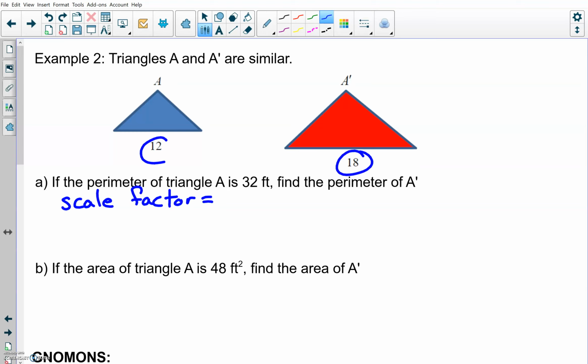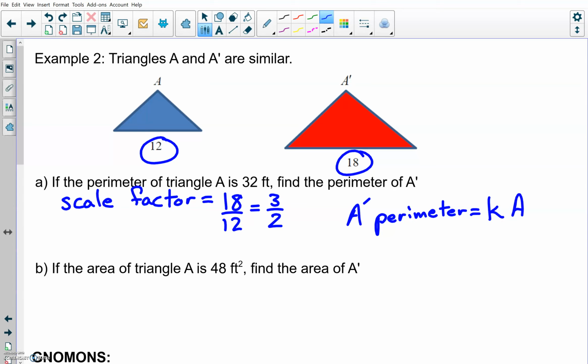They give me corresponding sides here. So I'm going to have 18 over 12, which reduces down to, nicely enough, or coincidentally enough, 3/2. So A prime perimeter, kind of wish they would have used a different letter here, but we'll live. So A prime perimeter will be equal to the K times the A perimeter. And this will end up being 3/2 times 32, or 48 feet.